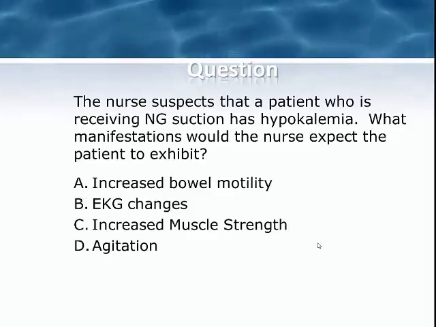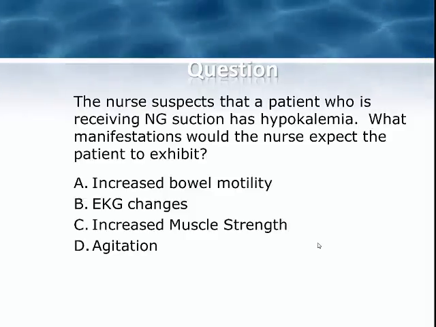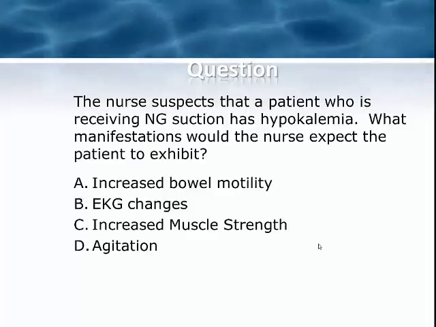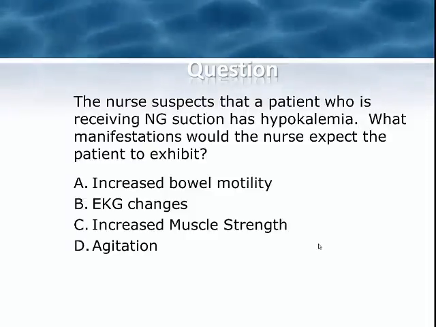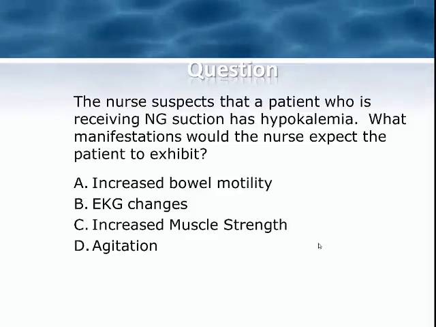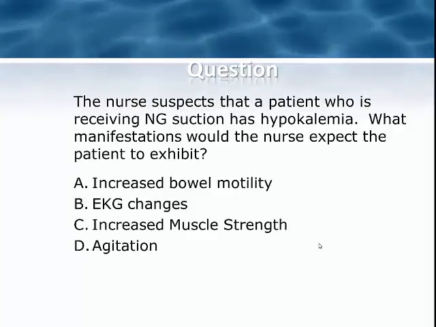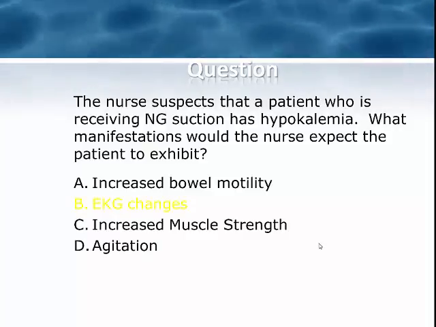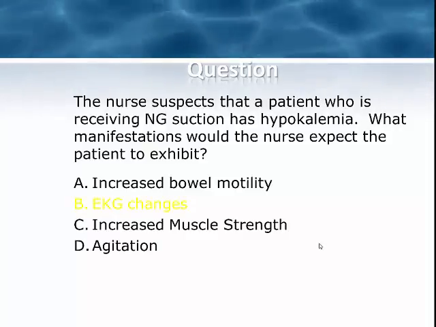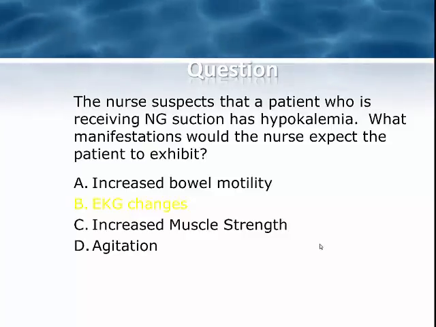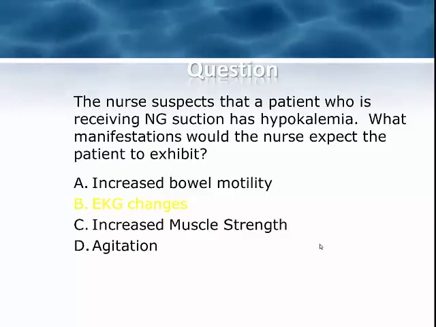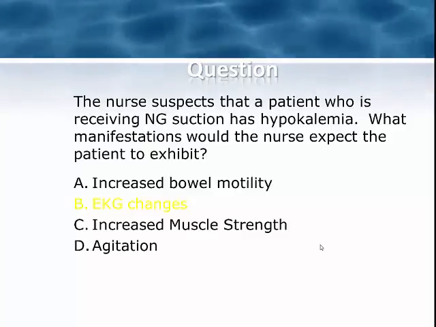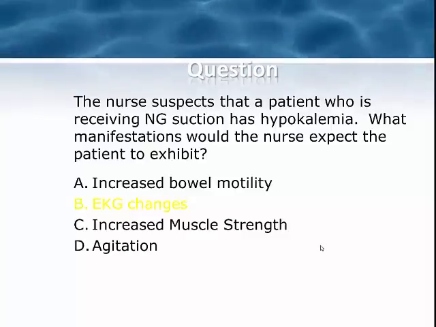So the question is, the nurse suspects that a patient who is receiving NG suction has hypokalemia. What manifestations would the nurse expect the patient to exhibit? So what do you think? Hopefully you said EKG changes. Remember, we have a change in the EKG to the T wave and the U wave with hypokalemia. We wouldn't have increased bowel motility because that occurs with the other. We certainly wouldn't have increased muscle strength, and agitation would not be a symptom.